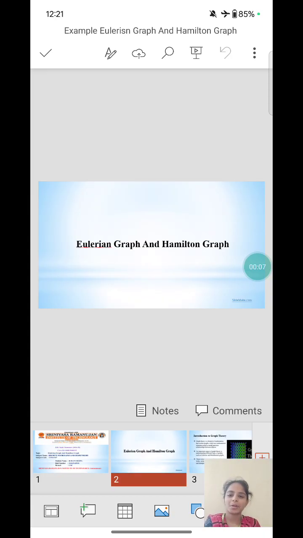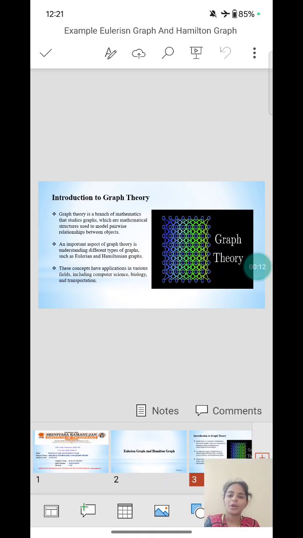Today I am going to explain about Eulerian graph and Hamiltonian graph. So, before going to Eulerian graph and Hamiltonian graph, first we have to know what is graph theory. Graph theory is a branch of mathematics that studies graphs, which are mathematical structures used to model pairwise relationships between objects. An important aspect of graph theory is understanding different types of graphs, such as Eulerian and Hamiltonian graphs. These concepts have applications in various fields, including computer science, biology, and transportation.